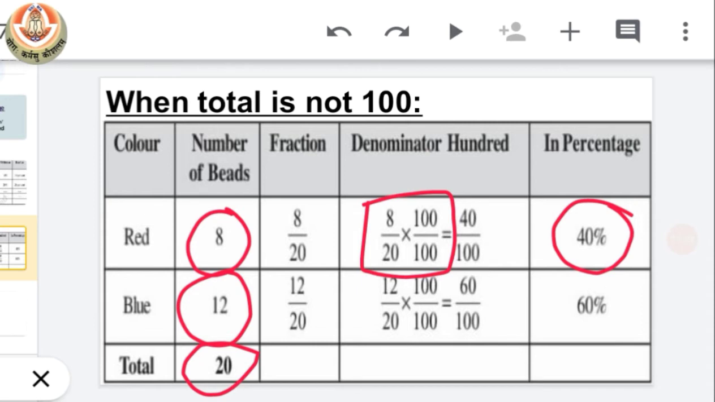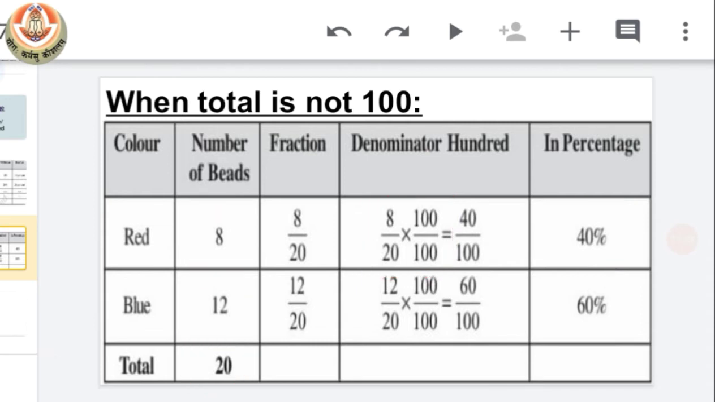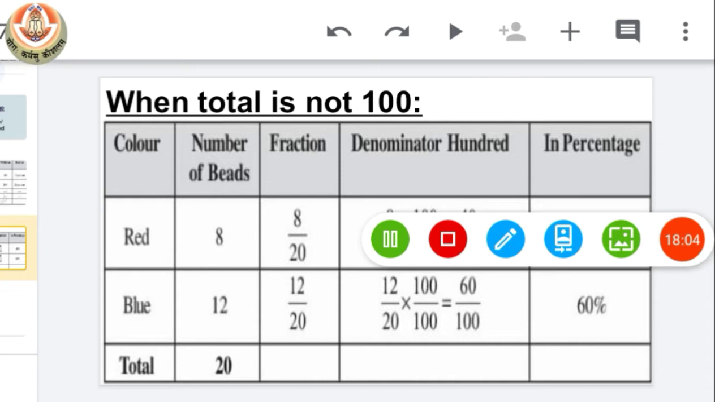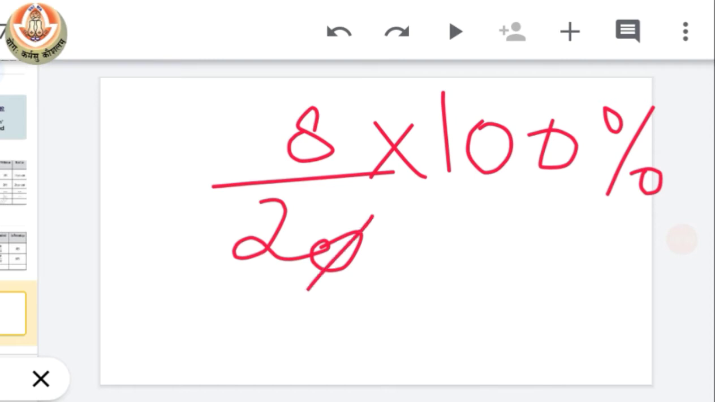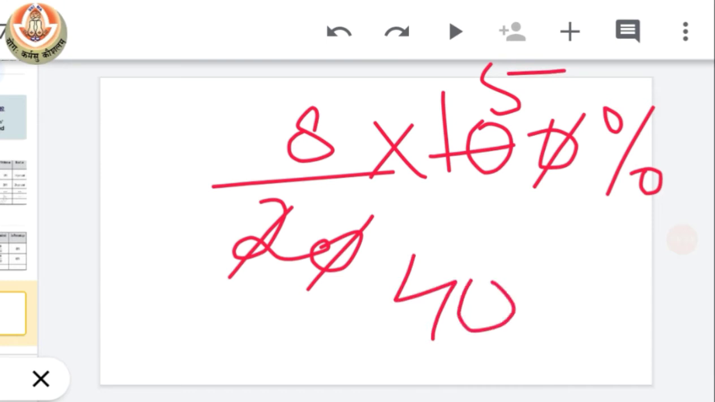Okay, the simple thing is, for example, you have to find the percent of red beads. You know it is 8 and the total is 20. What you have to do is just multiply it by 100 and put a sign of percent. When you solve it, you will get your answer, which is 40, and this sign is percent. Okay, you do not have to be confused about it.